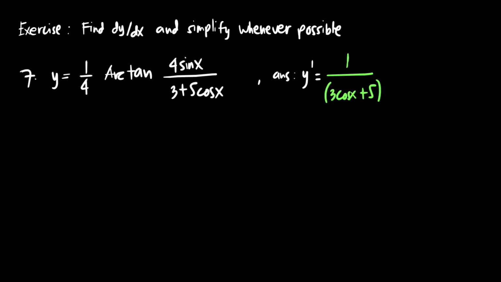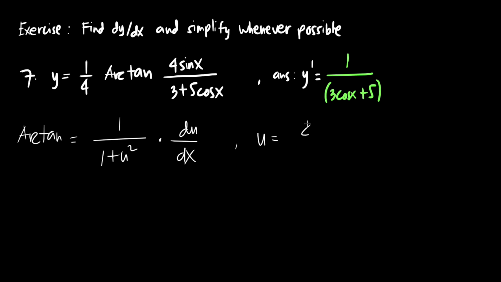So let's proceed to number 7. y is equal to 1/4 arctan of 4 sine x all over 3 plus 5 cosine x. So we are tasked to find dy over dx. For this one, the derivative of arctan is just equal to 1 all over 1 plus u squared, times du over dx. So u here is 4 sine x all over 3 plus 5 cosine x.